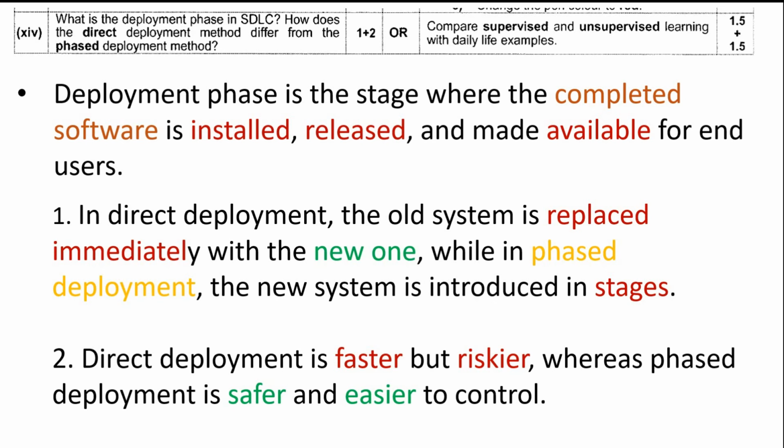Next, direct deployment is faster, but what happens? It is risky, because you have implemented a totally new, entire system. It may give you errors, or something may not perform well. So the risk is there. Whereas phased deployment is safer and easier to control.